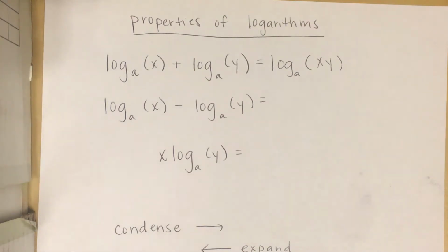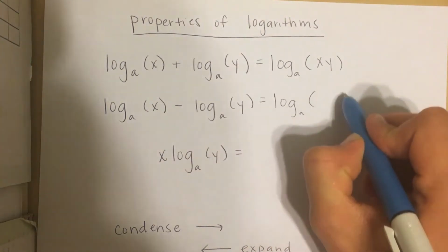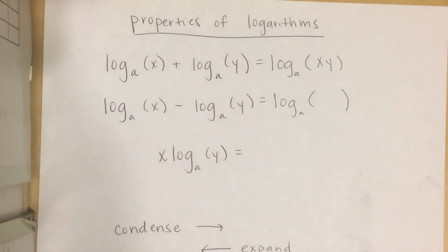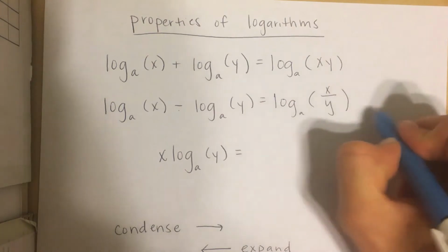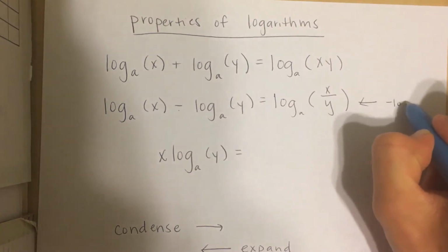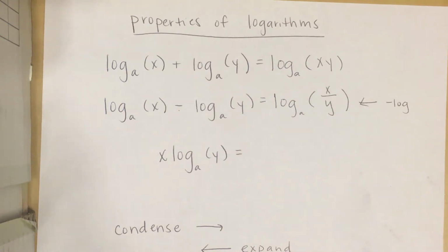logarithm. Same idea, log base a of x minus log base a of y. This time, if you want to write it as a single logarithm, instead of multiplying, divide. X divided by y. The negative log piece goes in the denominator.